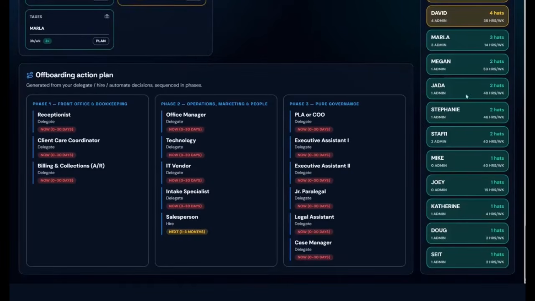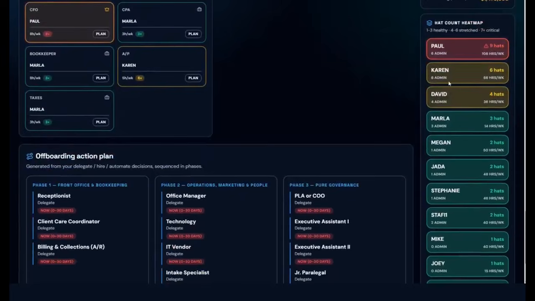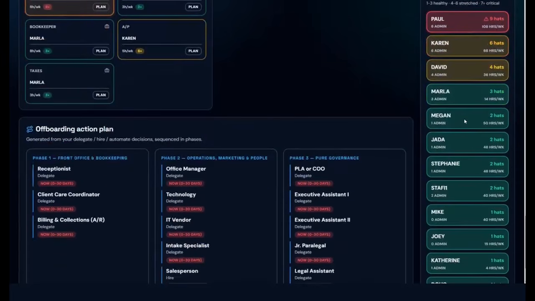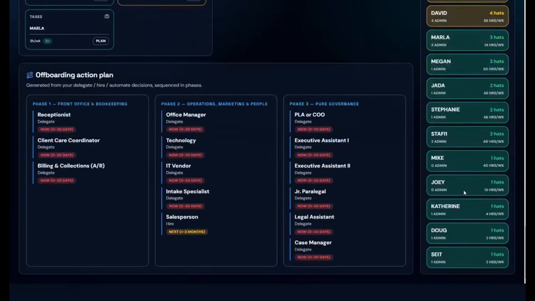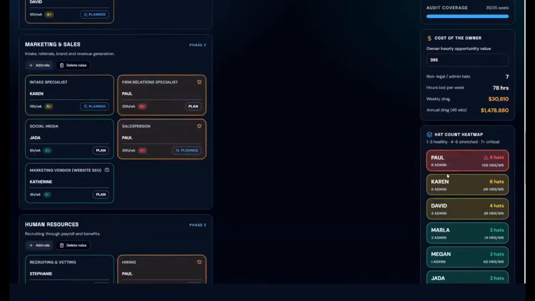So the options to spread hats obviously are Karen and David, but they are also here with Megan, Jada, Stephanie, the remote rep. And that's usually the biggest opportunity, by the way, because it's the most inexpensive way to add a person, but you've got to figure out what hats you're going to give to that person. But this just makes it a lot easier to see.